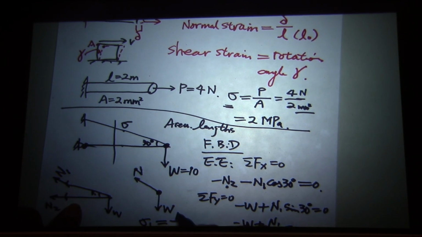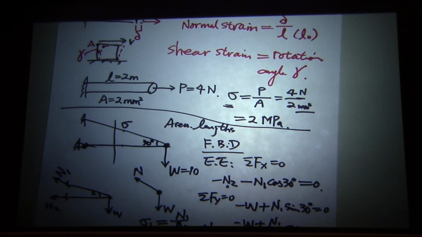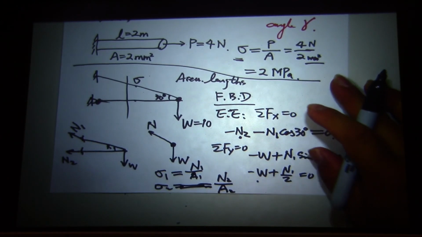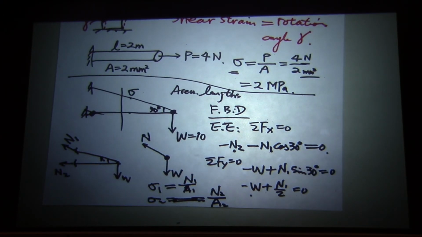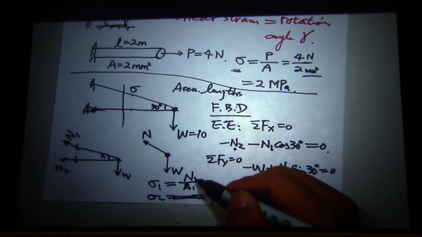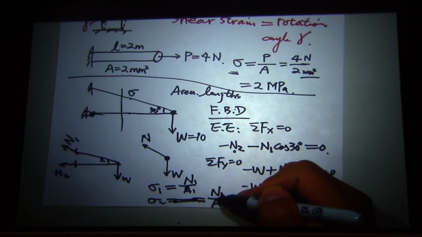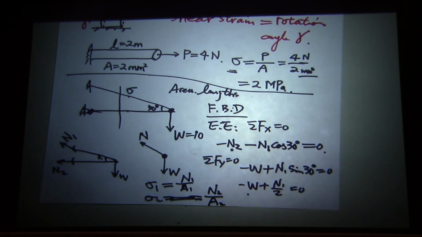So the force N1 over A1. Oh, sorry, I'm talking to myself. Okay, so basically you write sigma 1 will be N1 over A1, and sigma 2 is N2 over A2. Right? Okay, so I don't have any numbers. If you want to try it, you give some numbers, put them in there, and you can finish it.